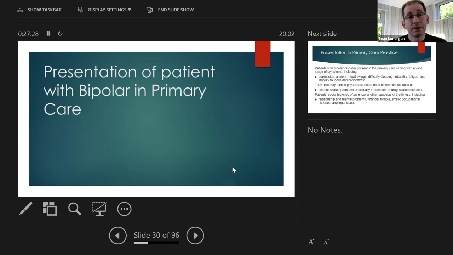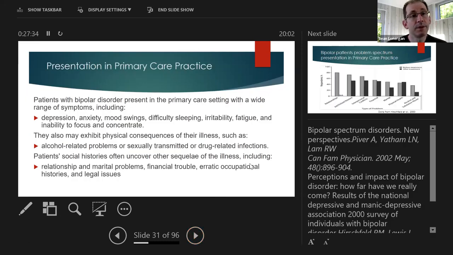When you think about the presentation of a patient with bipolar disorder in primary care, there are some things to consider. Patients presenting in primary care have a wide range of symptoms, including depression, anxiety, mood swings, difficulty sleeping, irritability, fatigue, and inability to focus and concentrate. That would be a quite typical presentation for GPs. How can you differentiate those from perhaps bipolar illness?